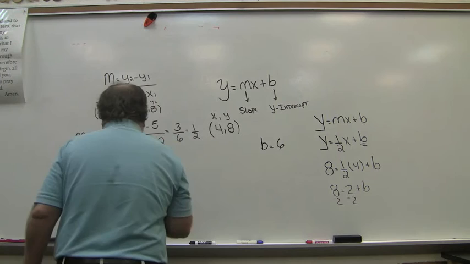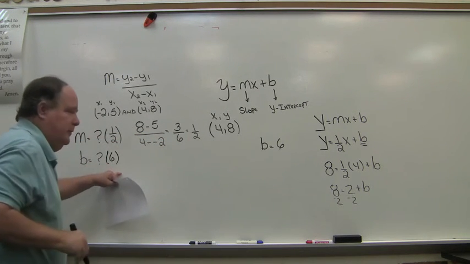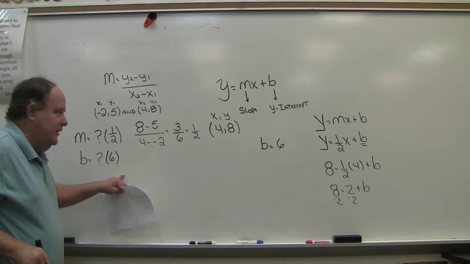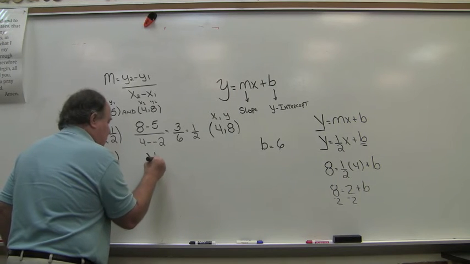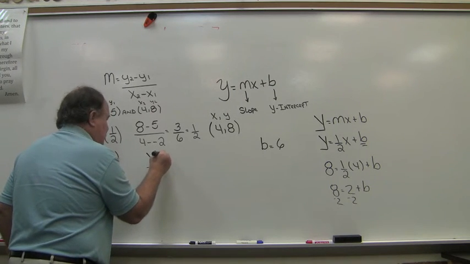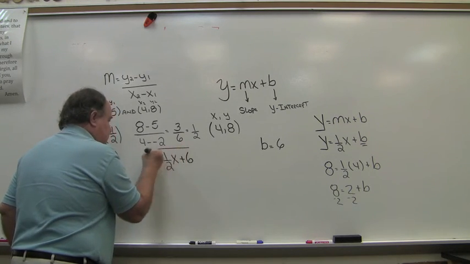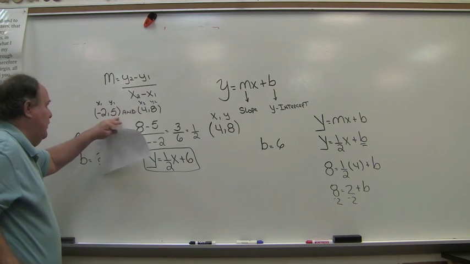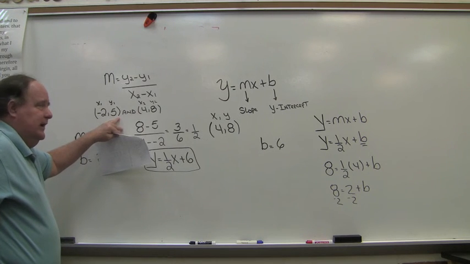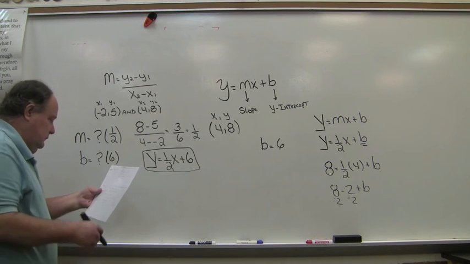So I come over here and I put 6 here. So now I have my slope and I have my y-intercept, which we call b. So the equation of the line is simple now. y equals, my slope is 1/2 x, and my b is 6. And this is the answer. This is the equation of a line that has 2 points. These 2 points are located on that line. Okay? That's all you have to do.